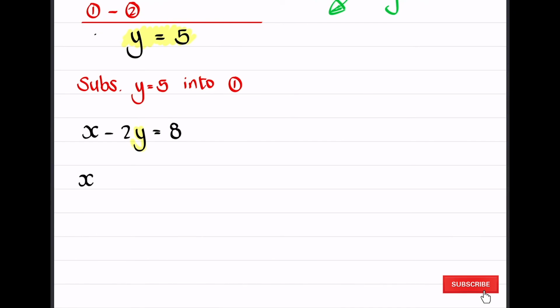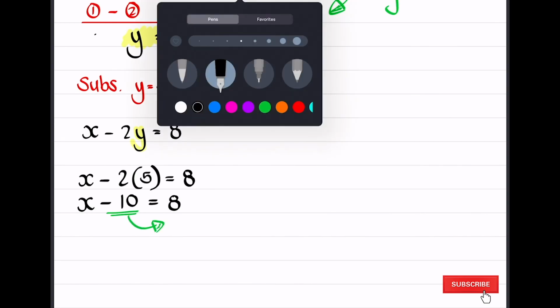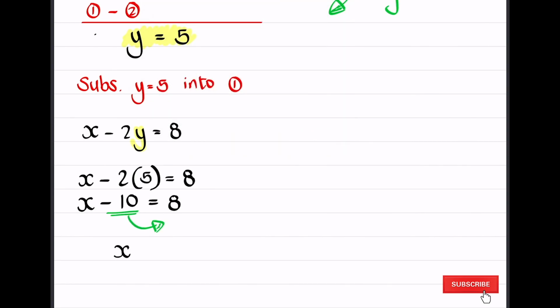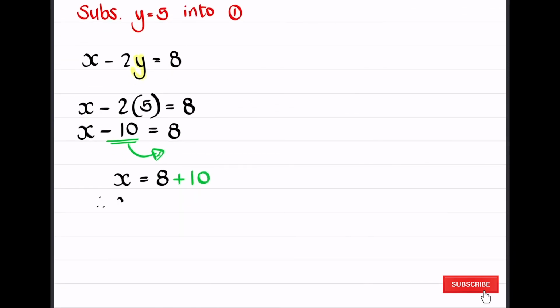So I'm going to have x minus 2 in place of the y. I'm going to put what y is equal to, which is 5, is equal to 8. x minus 2 times 5 is negative 10, equal to 8. And I'm going to now take this negative 10 across the equal sign. The x is going to stay the same, equal to, the 8 stays the same and stays first. The negative 10, when it goes across, now becomes a positive 10. So therefore, I have an x value of 8 plus 10, which is 18.